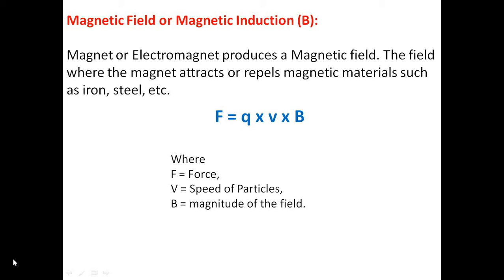So this is the formula: F is equal to Q cross V cross B, where Q is the charge, F is the force, V is the velocity, or we can say the speed of the particle, and B is the magnitude of the magnetic field. So this is the first concept.